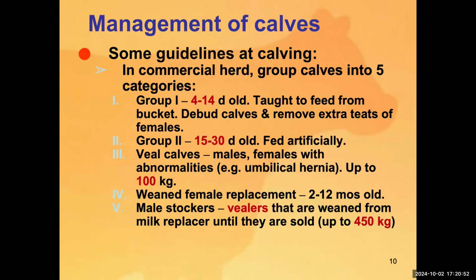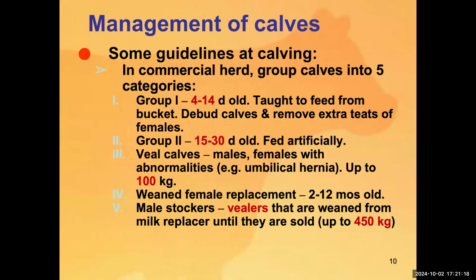Okay, and also at this time, 7 days to 2 weeks, is when we also monitor for any growth of the horn buds, so that we can already apply the dehorning paste, because once it grows older and we already see a really big horn bud, it will be difficult to use the dehorning paste, and it will be more painful to do the disbudding.